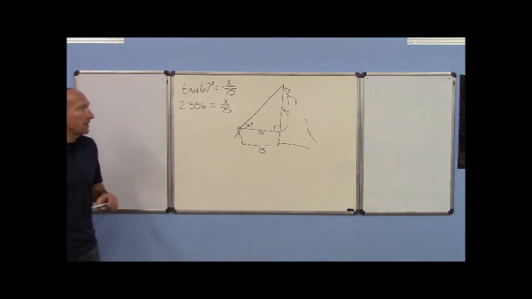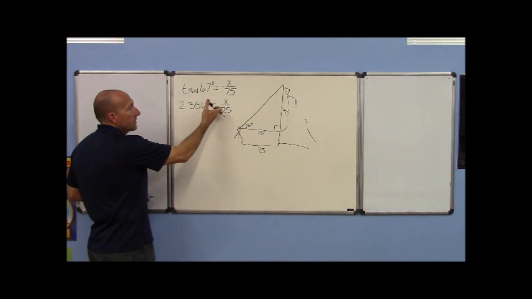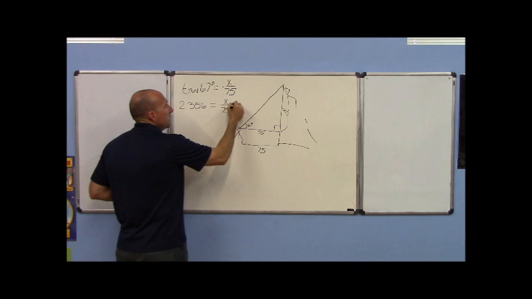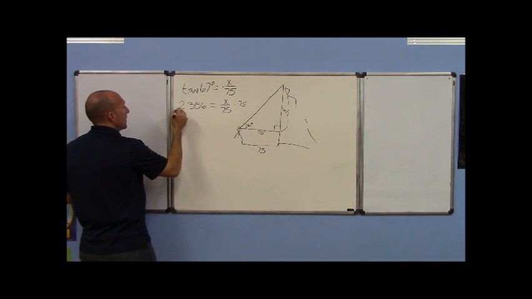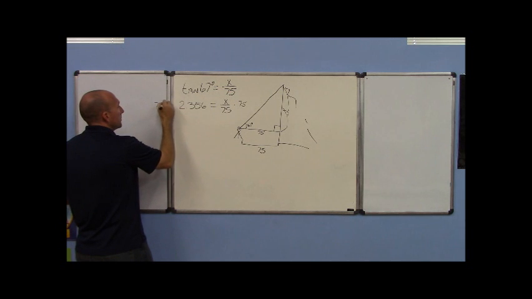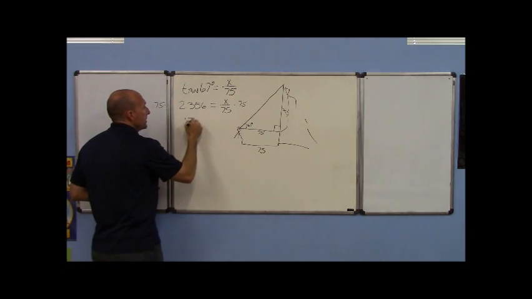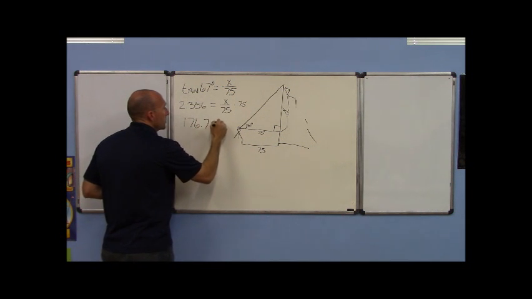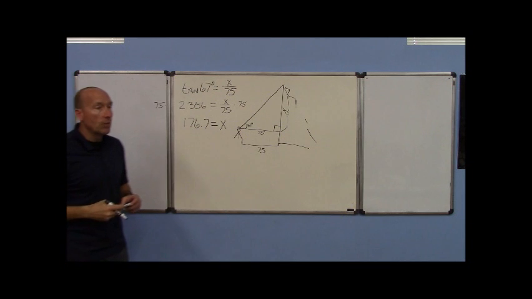Now how do we get x by itself? Times 75. We do the inverse operation. Here we're dividing by 75, so we need to multiply by 75 on both sides. That gives 176.7 equals x. Very good. Are we done?